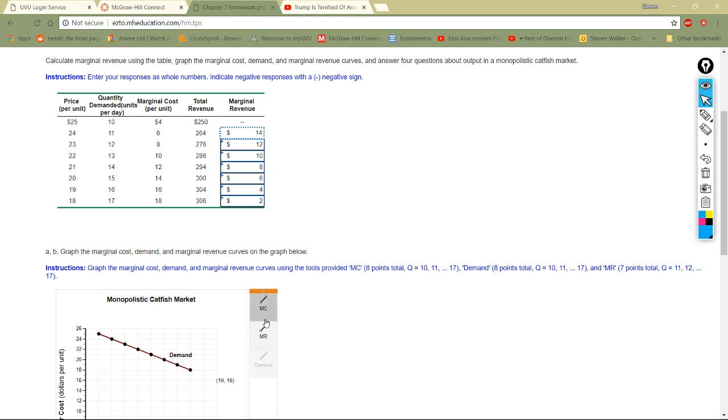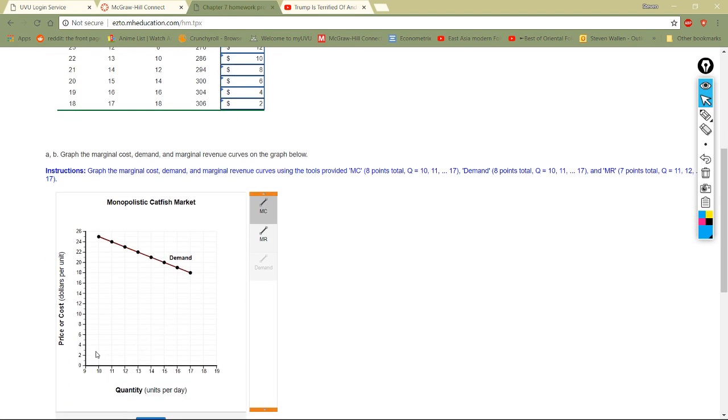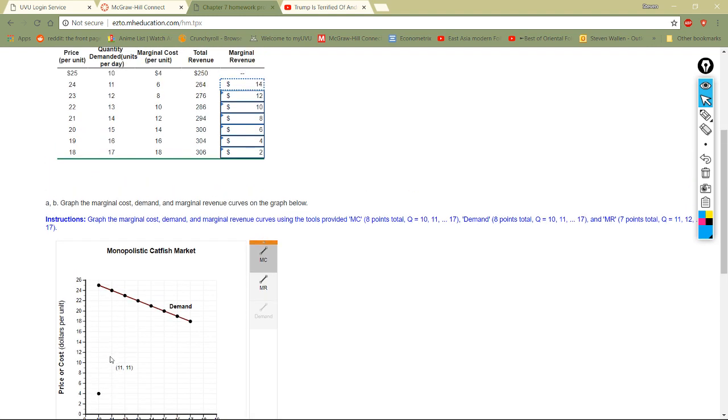Now, let's do our marginal revenue, shall we? Okay. Actually, let's do marginal cost. We'll start with marginal cost here. Then you're just coordinating this to over here. So marginal cost, we come over here, 10. We start at 4. And then we're going to go 11, 6. And then we're going to be at 12, 8. And then 13, 10.